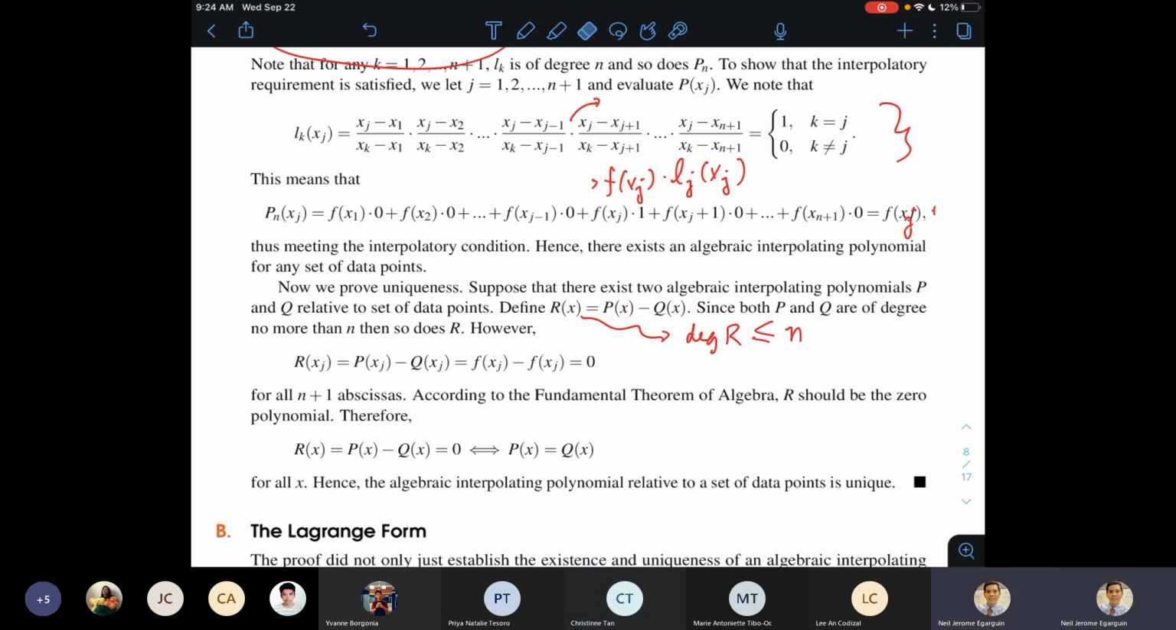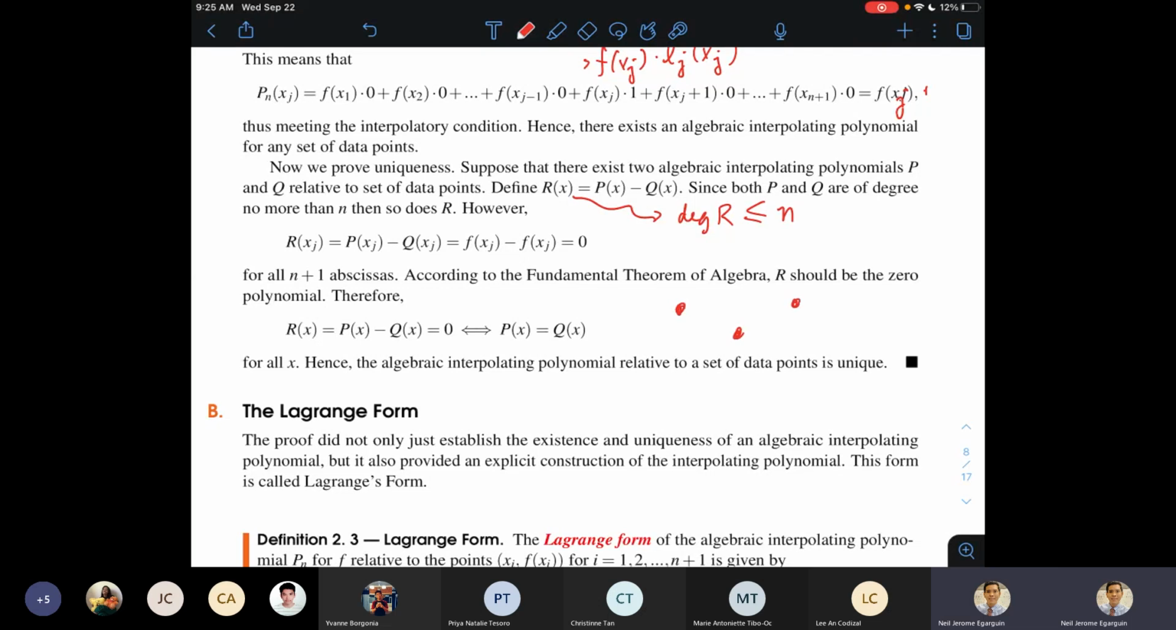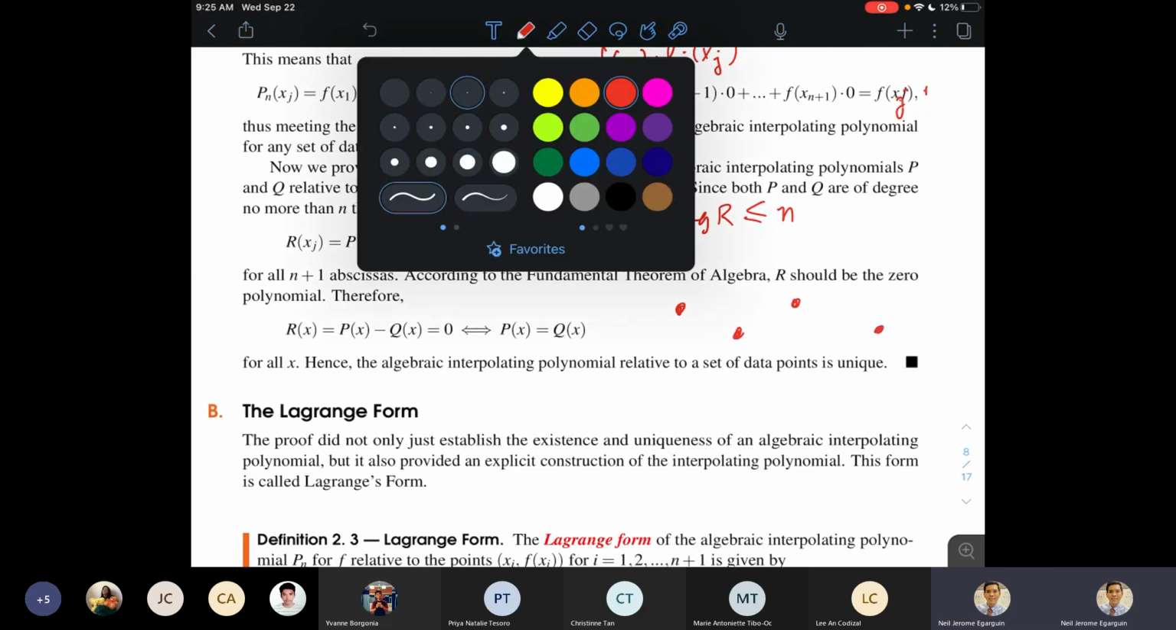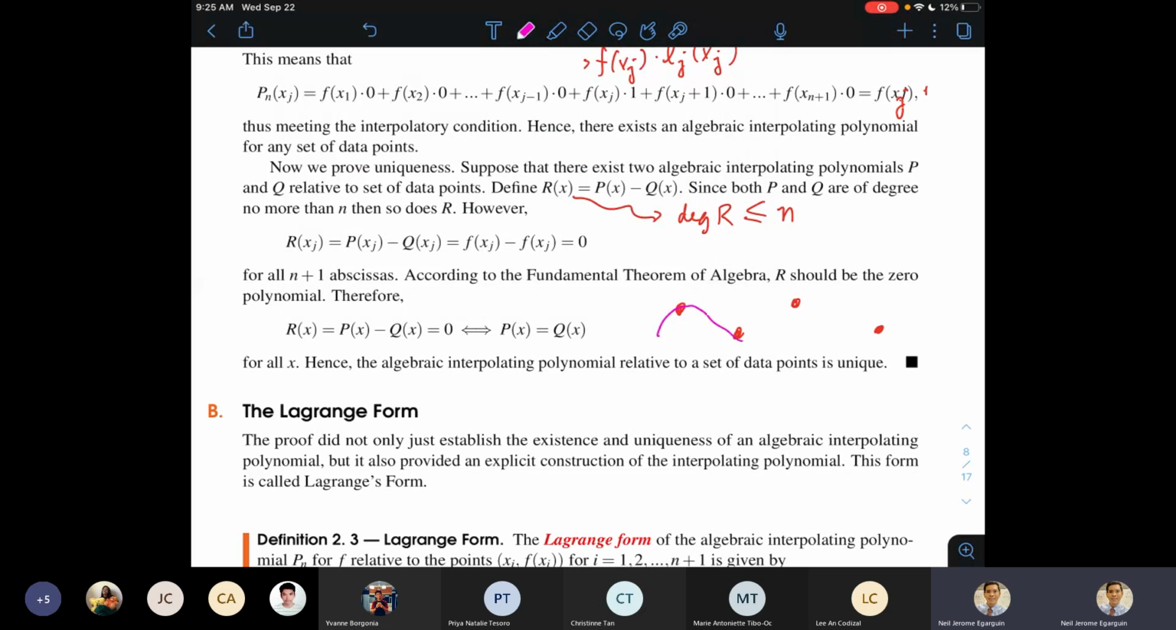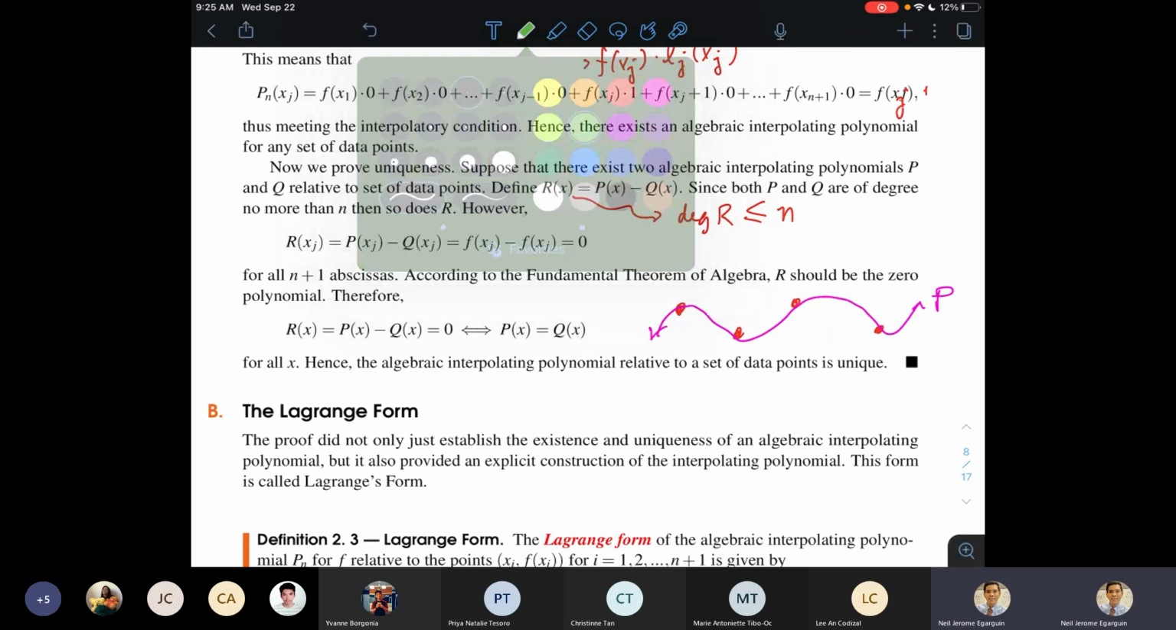Yeah, pero the problem there is parehas lang sila ng function value sa mga x sub j's. Pero hindi sinabi na parehas sila sa lahat ng x's. So, posibleng meron kang data point na ganito. Ba, ito yung mga data points natin. Okay. So, pwedeng si P, ganito yung itsura. Tapos, posibleng si Q, ganito naman yung itsura.